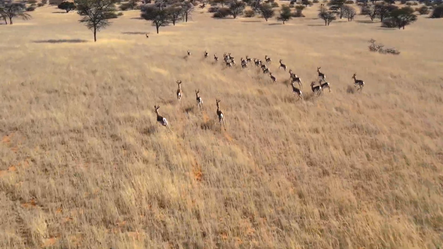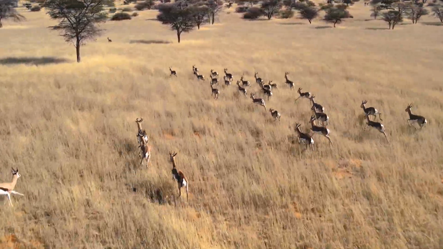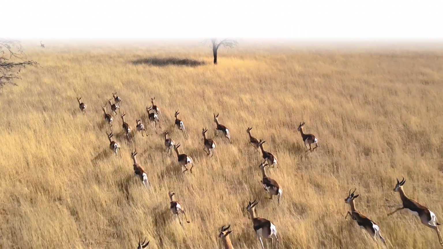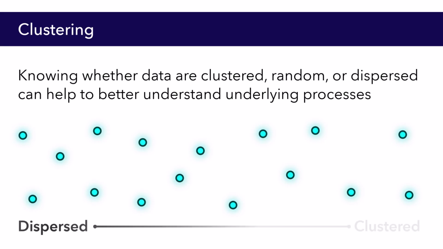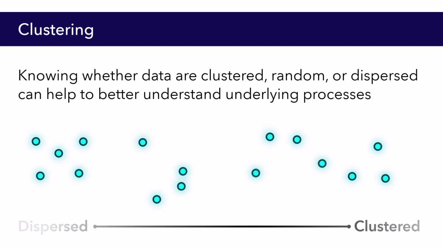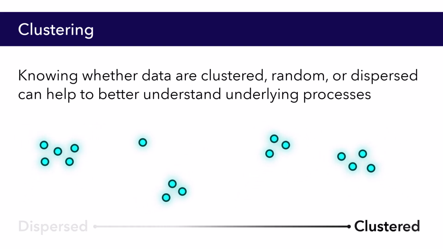When working with species data or other observations, it can be useful to know how the features are clustered or dispersed across the study area. For instance, you might want to know whether the spatial pattern is random or whether there is an underlying process driving a non-random pattern in the data that might warrant more investigation.